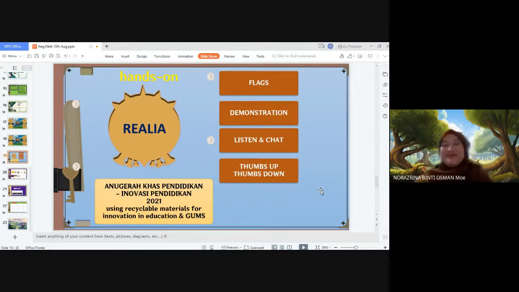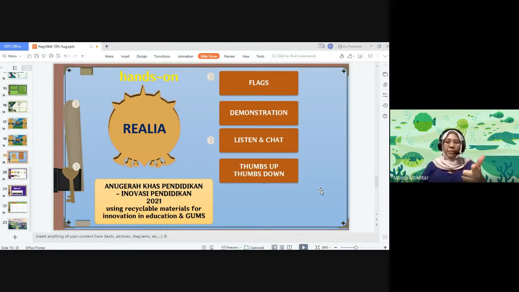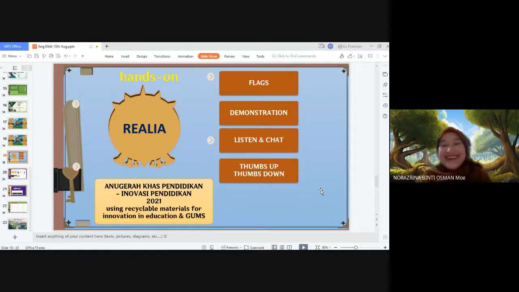It's really a problem. And then during my lesson we also have show and tell where they demonstrate, and then listen and chat, simple like what we did just now. If they can't voice out, they will type in the chat. So they listen to the song, they type out the answer. Thumbs up, thumbs down, I think you are familiar with this one. Something that is near to them, not too sophisticated. I think those are common, but the flags, I only just heard of it for online classes.